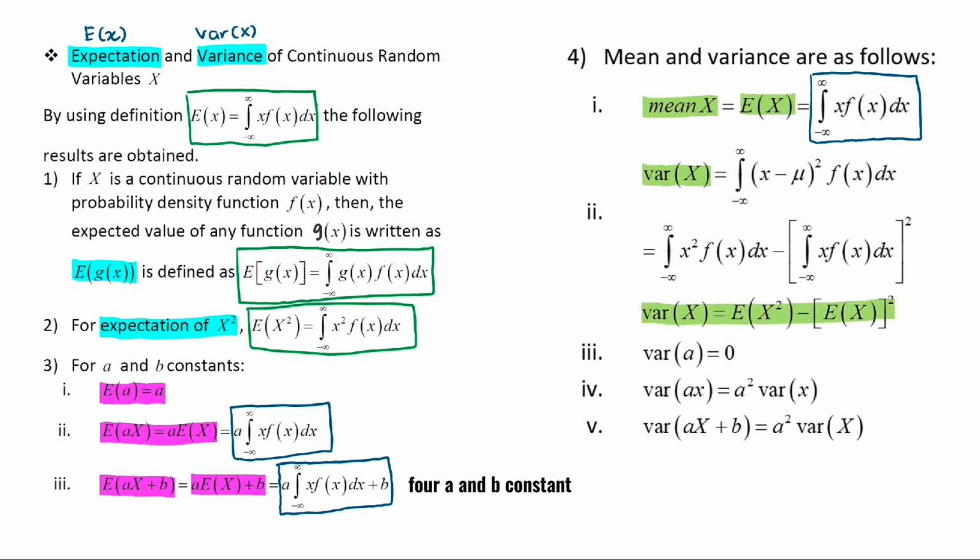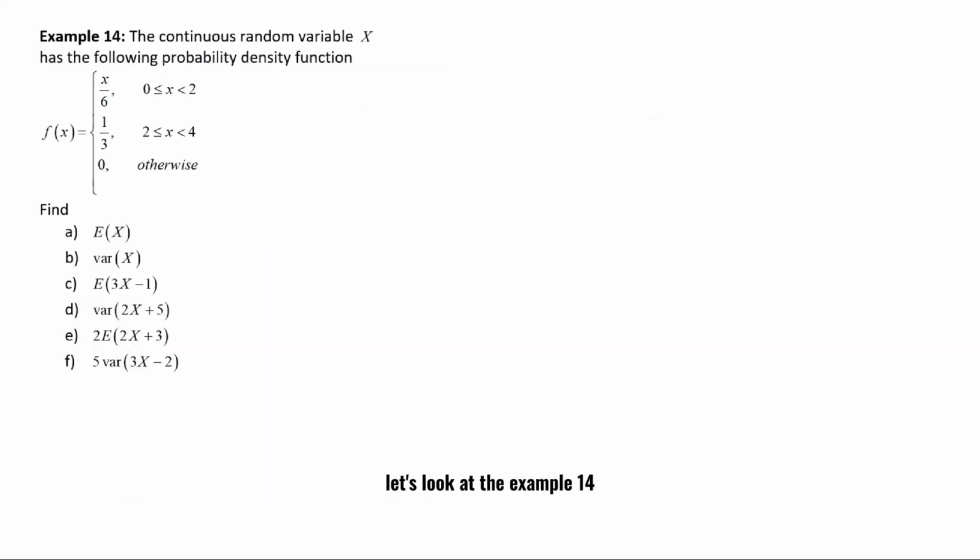For a and b constants, variance of a constant is 0. The variance of a times x is a square times variance of x. The variance of a times x plus b is a square times variance of x. Let's look at example 14. The continuous random variable x has the probability density function as follows.